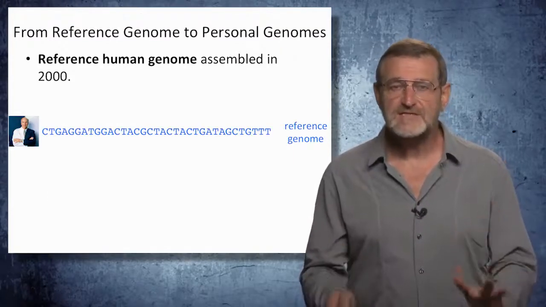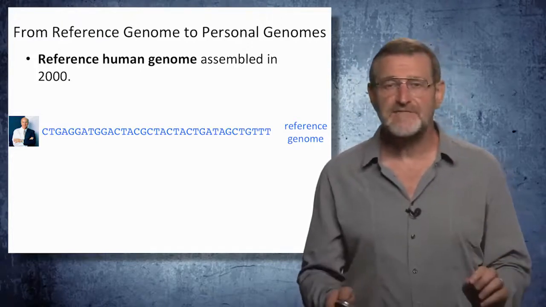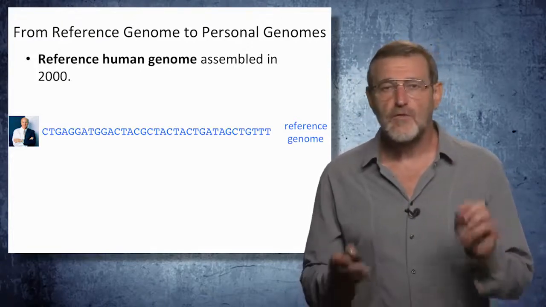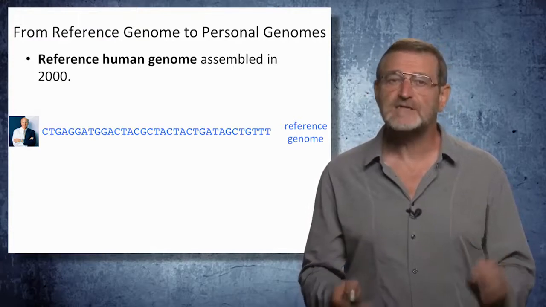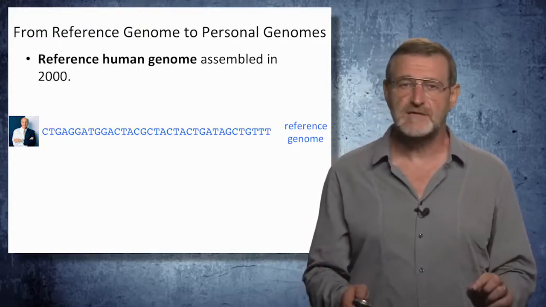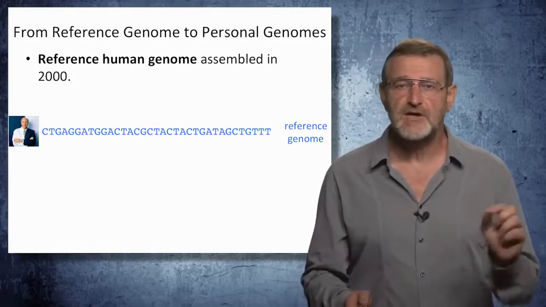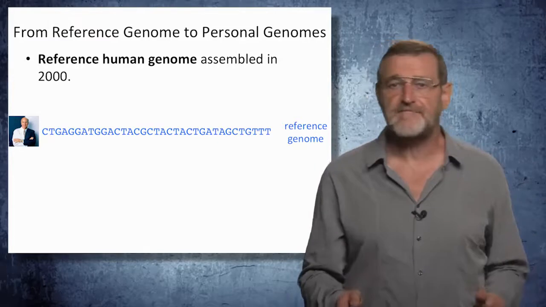However, sequencing personal genomes from scratch still remains difficult even today. What biologists do today, however, is so-called reference-based human genome sequencing. Let's start from Craig Venter's genome, assembled in 2000, and let's call it a reference genome.